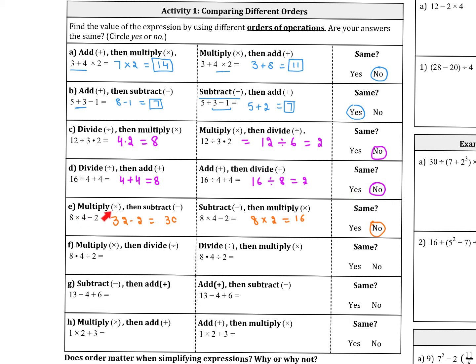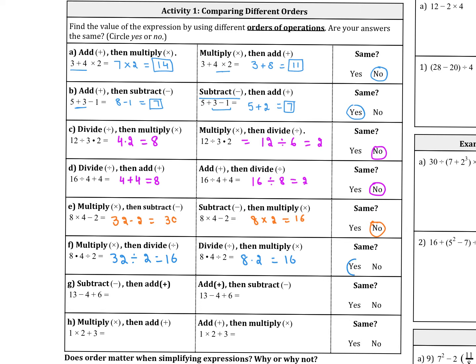For letter E, multiply first. So 8 times 4 is 32, minus 2, and you get 30 here. If you subtract first, 4 minus 2 is 2, and then you multiply, you get 16. Again, the answers are not matching. If you keep doing it the same way, without following the order of operations, you're going to get a different answer. Multiply first, that is 32, divided by 2 is 16. You divide first, you get 2.